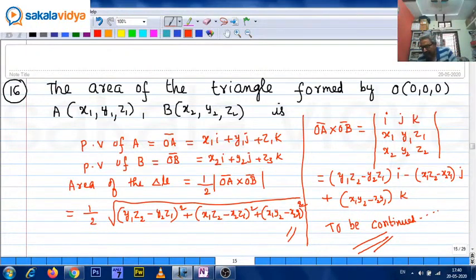Don't worry, for vectors also the cross product we can find like this. So even directly we can apply the determinant also. By applying the determinant also you will get it. Understood now?